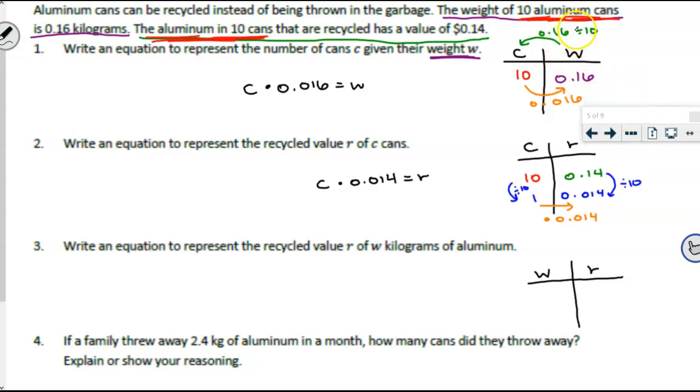Go ahead, Grant. Yeah, 0.16, because 10 aluminum cans weigh 0.16 kilograms. So the weight is 0.16. And those same 10 cans have a value of 0.14. So that's what I'm going to put over here. And again, I'm not sure how a 0.16 changes to a 0.14, but I can always work backwards, right? So what is that constant of proportionality? Grant has already done it. 0.14 divided by 0.16 is our constant of proportionality. So going forward, I'm multiplying by what, Grant?